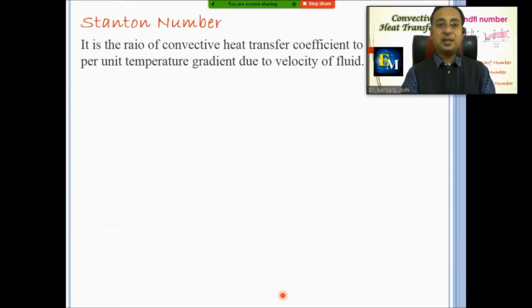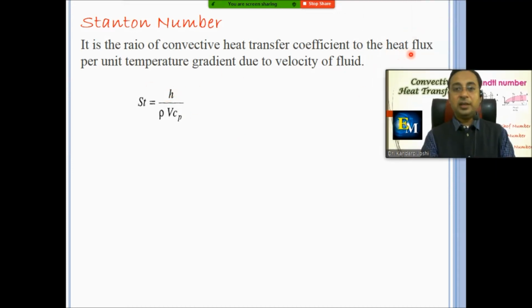Now next is the Stanton number. Stanton number is the ratio of convective heat transfer coefficient h to the heat flux per unit temperature gradient due to velocity of fluid. h is the convective heat transfer coefficient, and here rho v Cp is the heat flux. Now you will think, how is rho v Cp a heat flux?